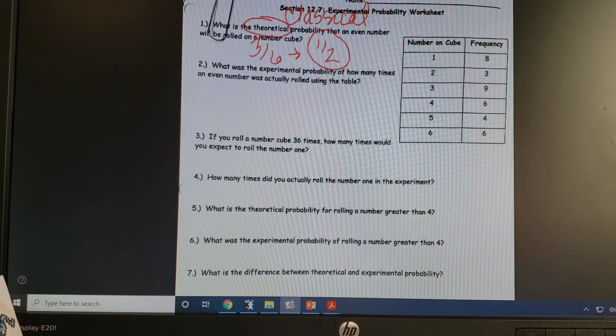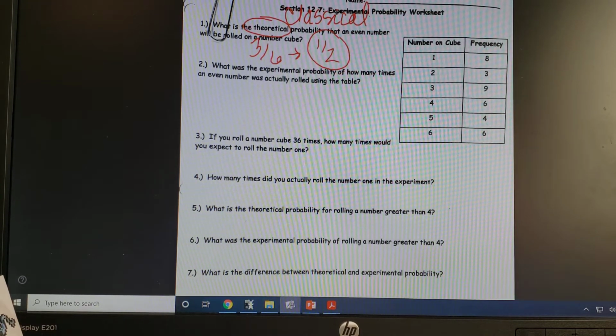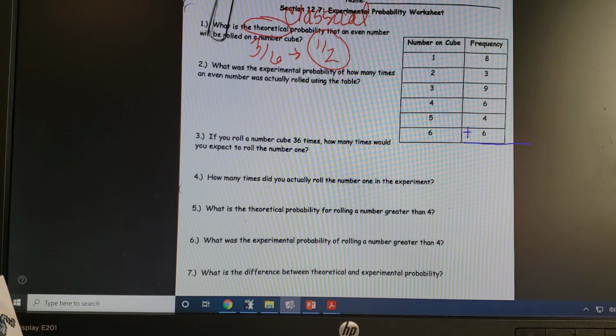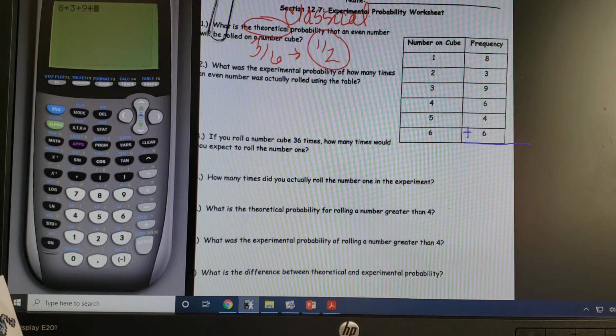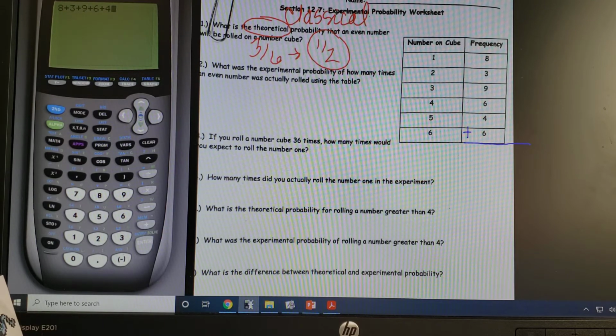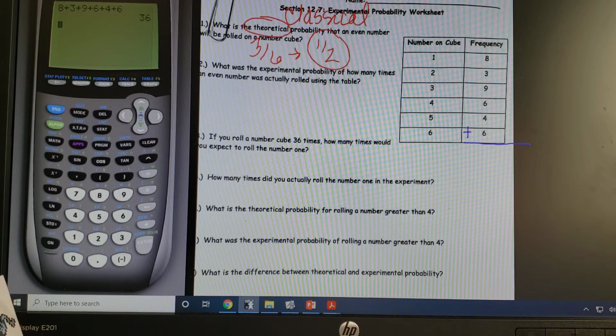Alright, what is the experimental probability of how many times an even number was actually rolled using the table? Okay, so I want to use the table, and first I need to add these numbers up to see what my total will be. So 8 plus 3 plus 9 plus 6 plus 4 plus 6. Alright, looks like you rolled the die 36 times. Okay, so I know that the denominator is going to be 36.